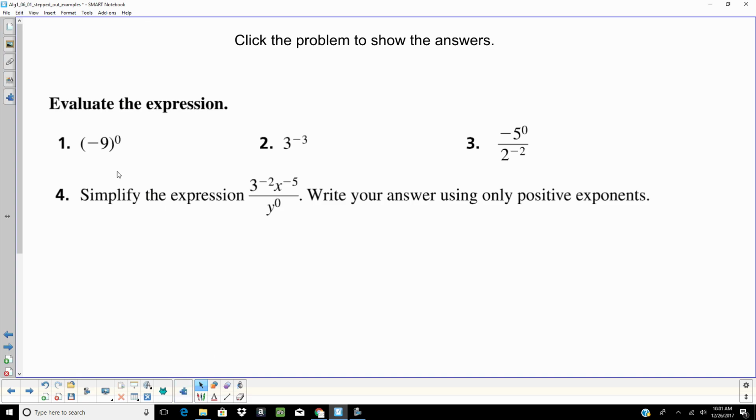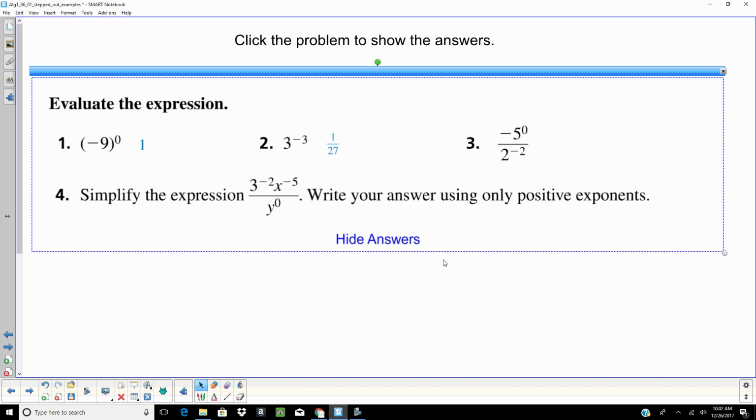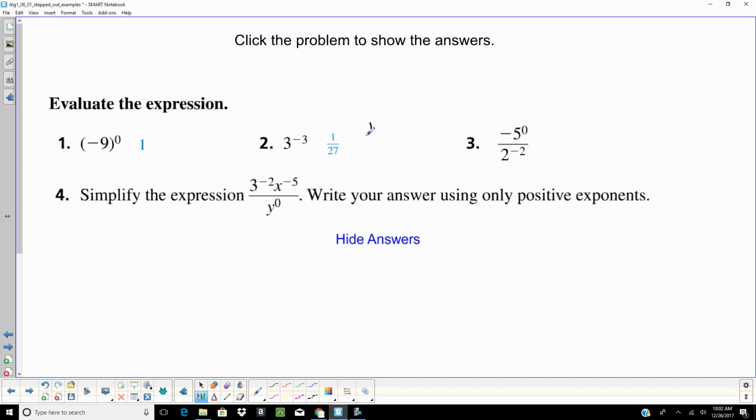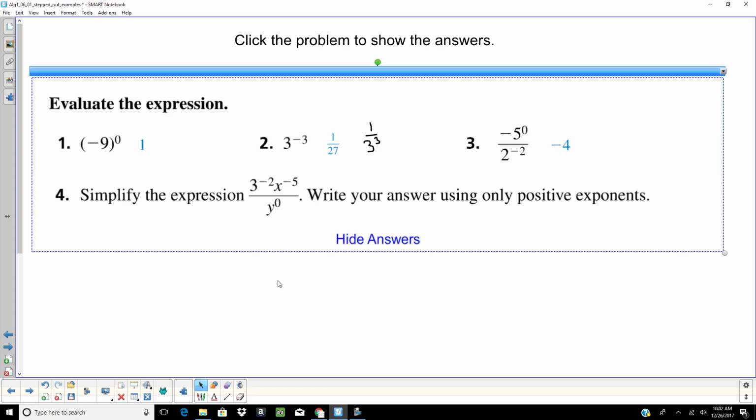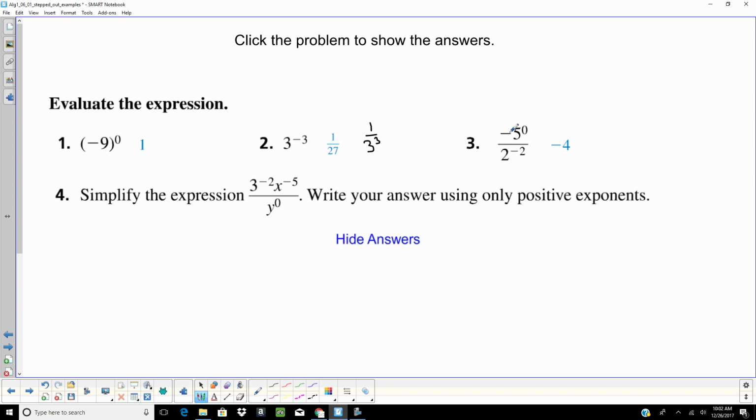All right, so that first one, that's going to be 1, because anything to the 0 power is 1. That becomes 1 over 27, because you'd have 1 over 3 cubed. Our next one is going to be negative 4, because that negative sign is not being raised to the 0 power, so you're going to have 5 to the 0, which is 1. And then you're going to take this, and you're moving it up top. That's going to be times 2 squared, and that's where that negative 4 comes from.